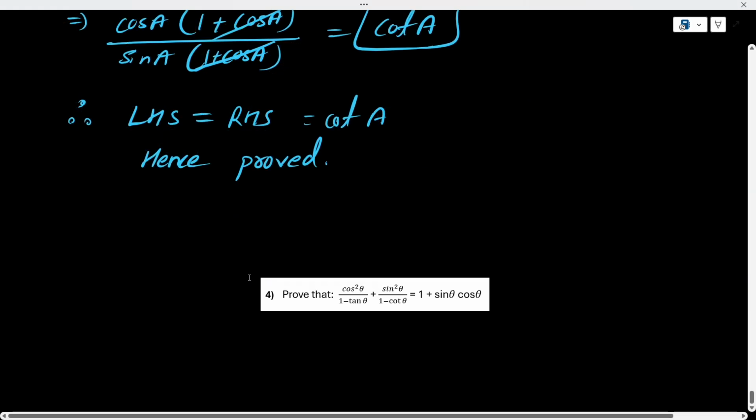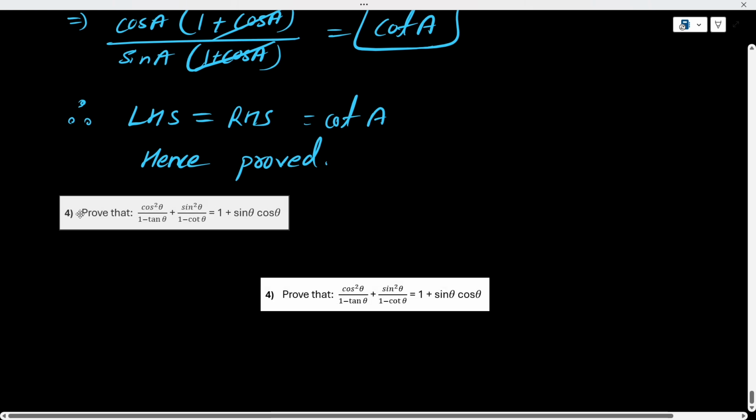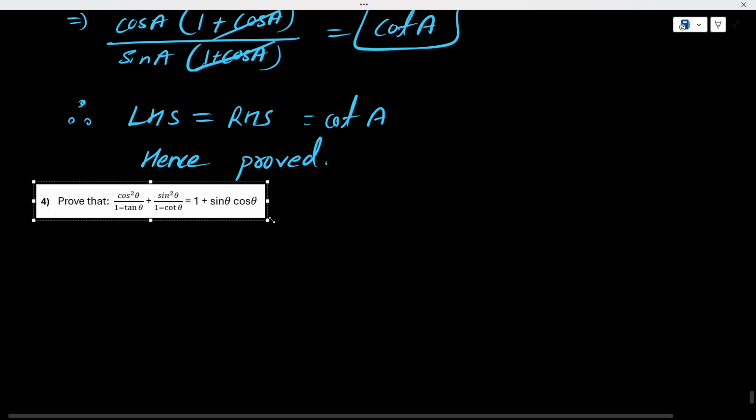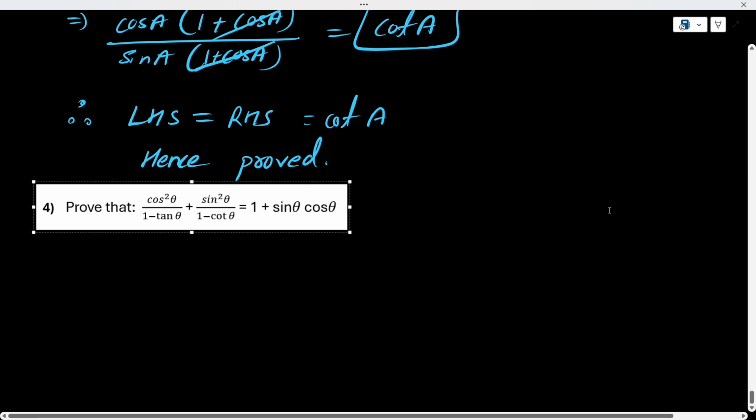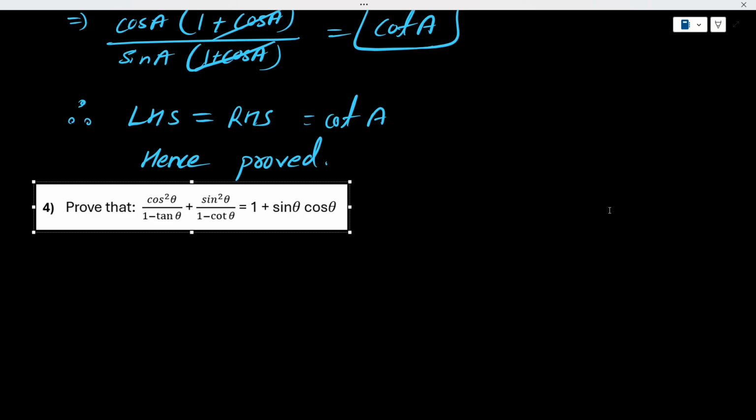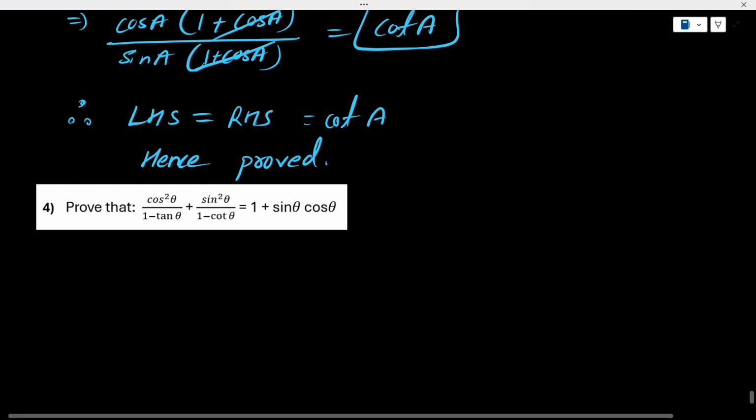Question number 4 here. What does it say here? It's given cos²θ by 1 minus tan theta plus sin²θ by 1 minus cot theta. We need to prove it is equal to 1 plus sin theta cos theta, right? Now here when we see the left hand side, the numerators are in sine and cos form.